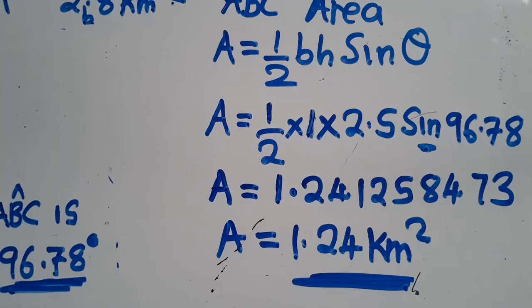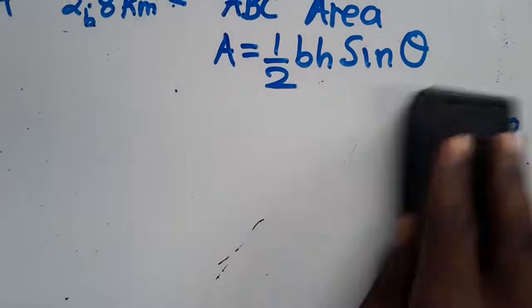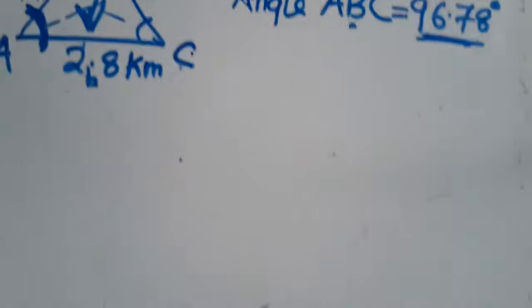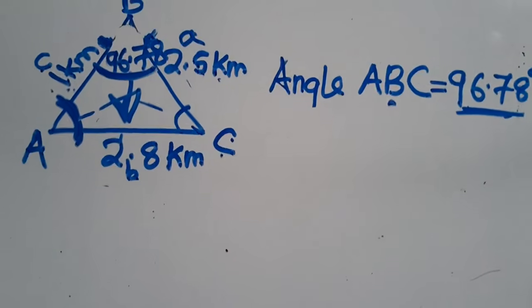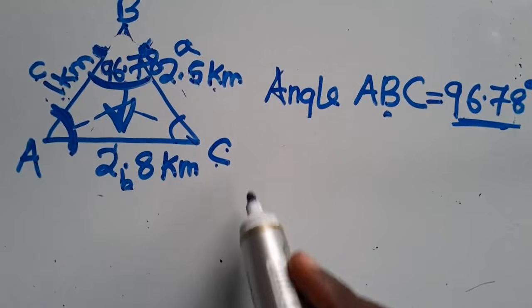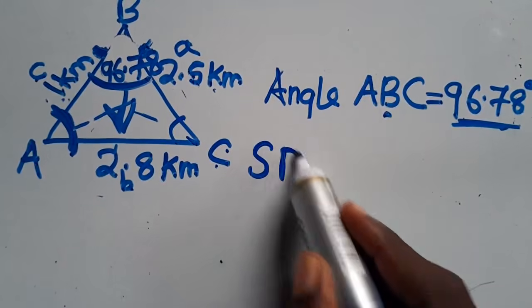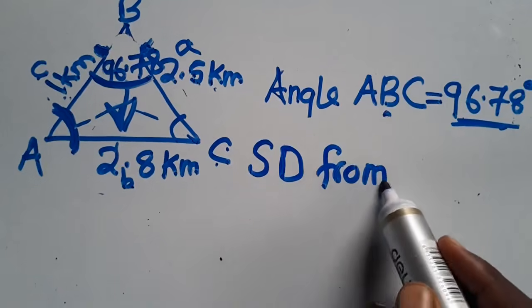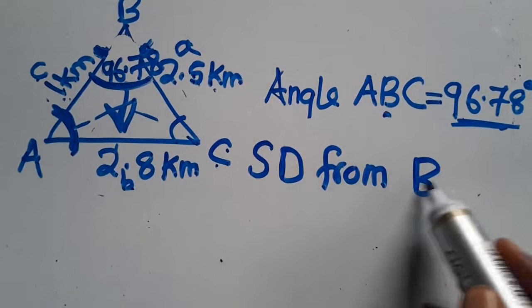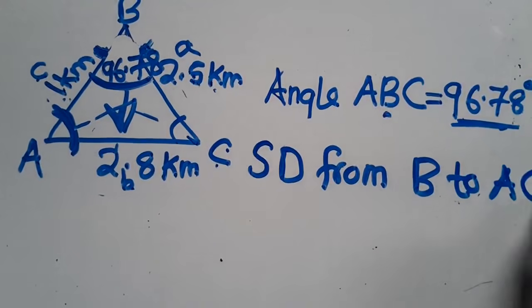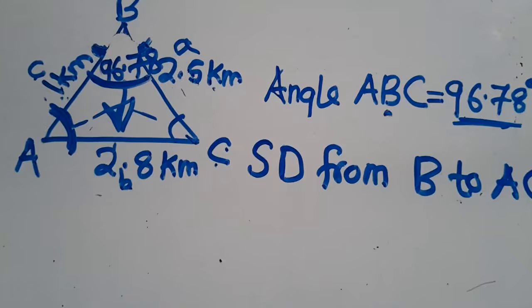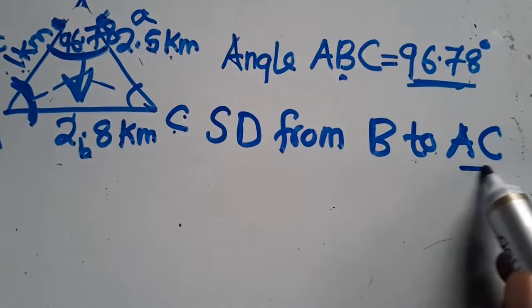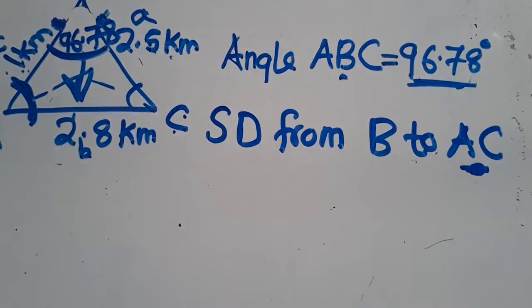We move to our next question. The next question is telling us to find the shortest distance. So I'm going to read this out. You are told to find the shortest distance from B to AC. So quickly you even know that your base is AC here, which is given. So what we are going to do is this.